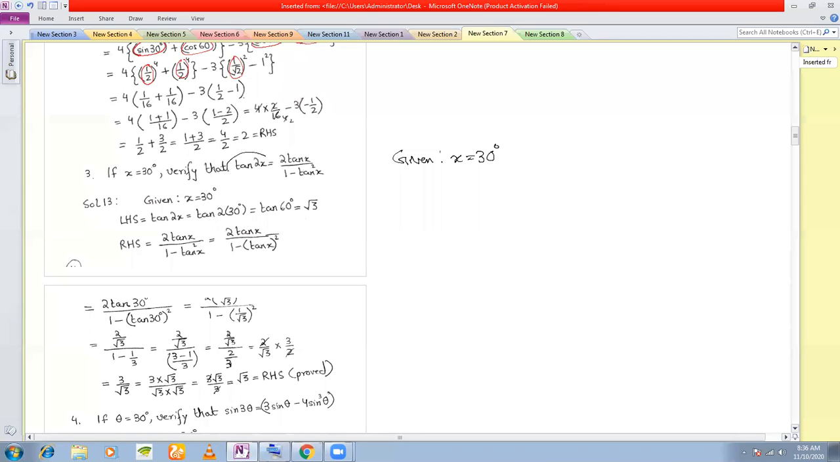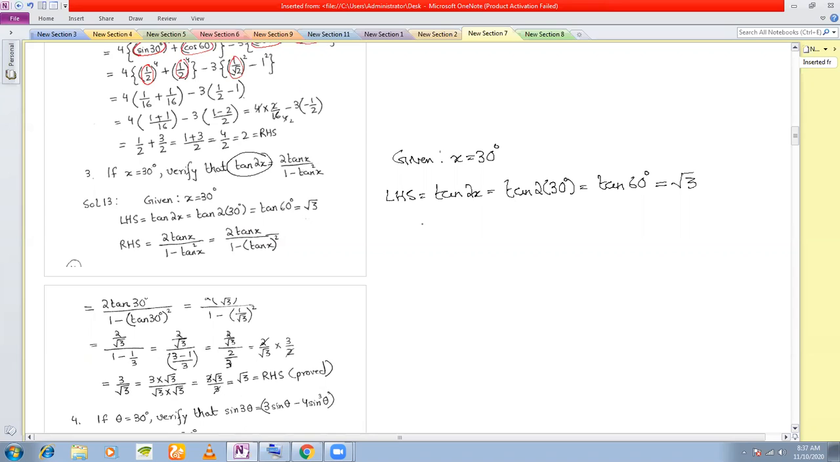So we start from the left hand side. Let's see what the value of the left hand side is. Left hand side is tan 2x. And the value of x that is given here is 30 degree. So twice of 30 degree comes to tan of 60 degree. And tan 60 degree, you know, is which one? 1 by root 3 or root 3? It has to be root 3 because 60 is a higher angle. So the value of left hand side, you are getting root 3.